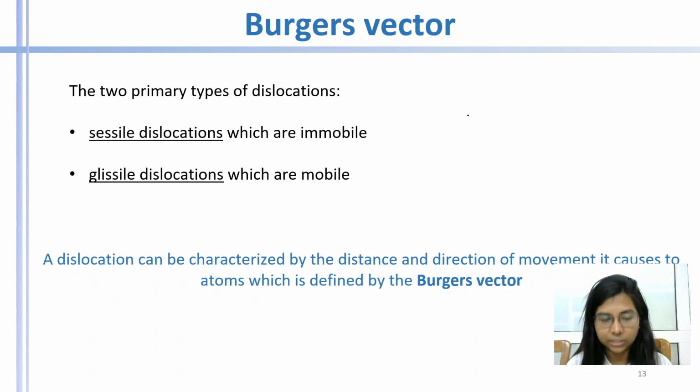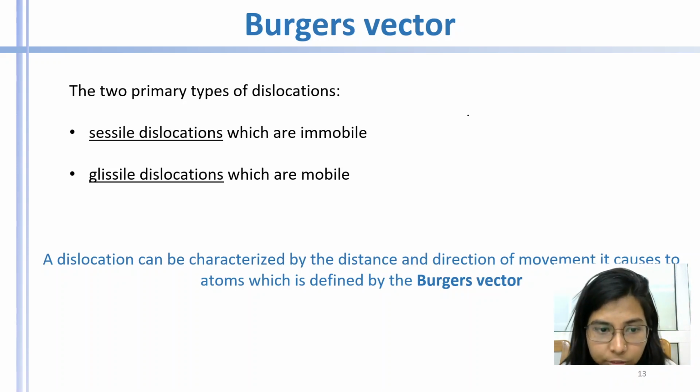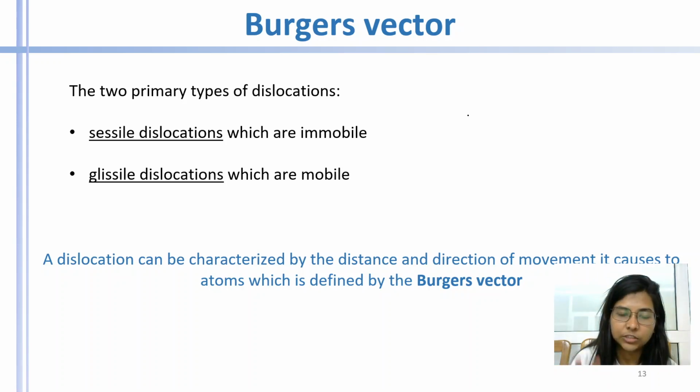But for the Burgers vector, a dislocation can be characterized by the distance and direction of movement it causes to atoms, which is defined by the Burgers vector. So what is a Burgers vector? It is a very useful concept using which we can quantify the distance and direction of movement of atoms in and around a dislocation. Okay.